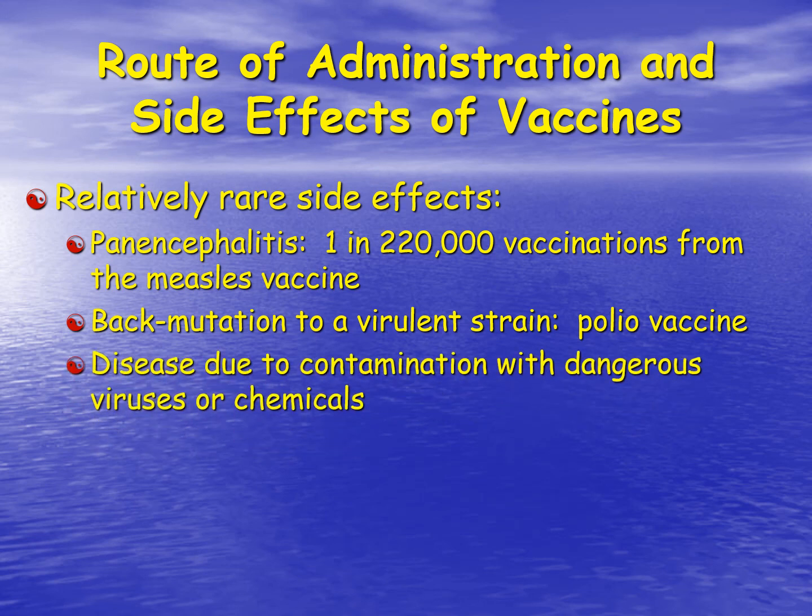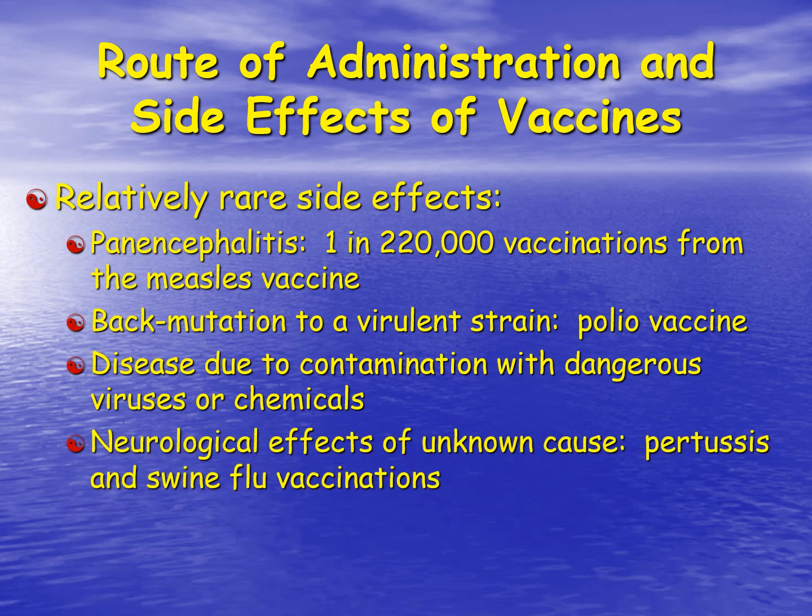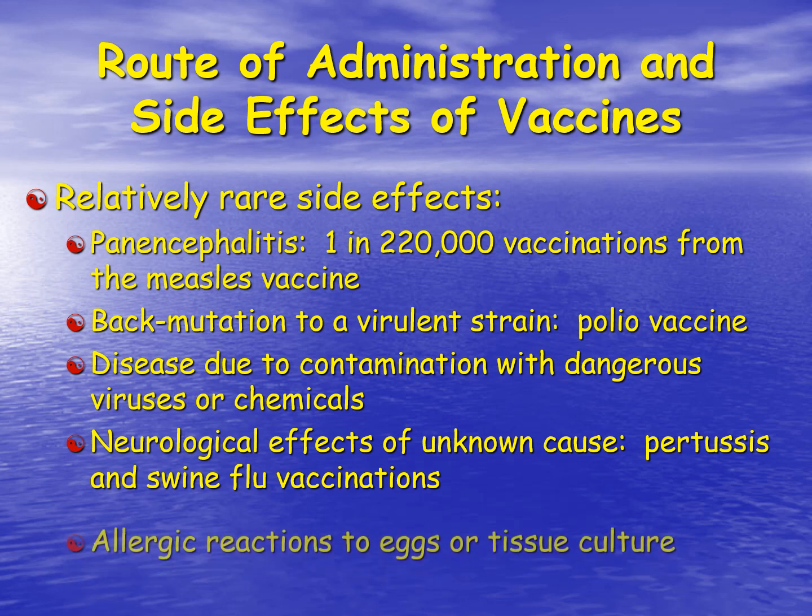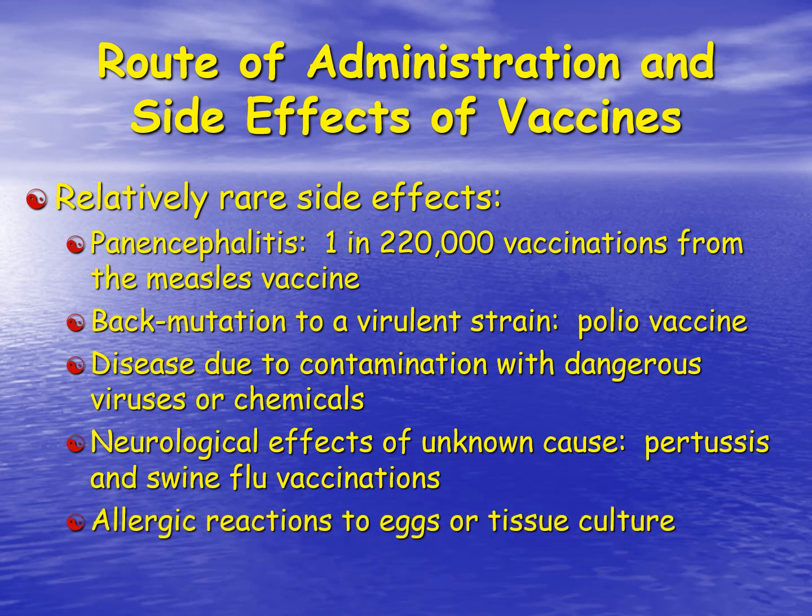And disease due to contamination with dangerous viruses or chemicals that were simply in the vaccine product as a contaminant. Neurologic effects of unknown causes have been associated with pertussis and swine flu vaccines. And allergic reactions to egg or tissue cultures that some of these vaccines have actually been grown from.